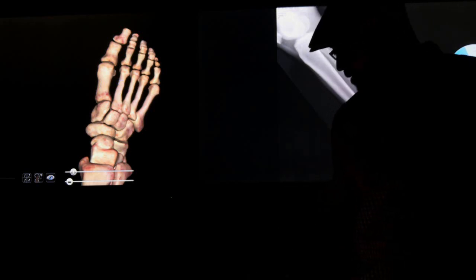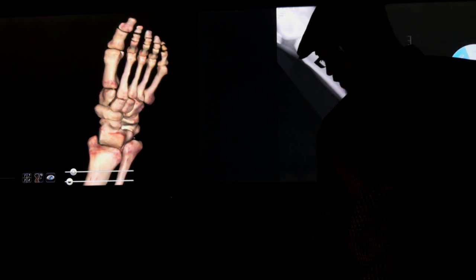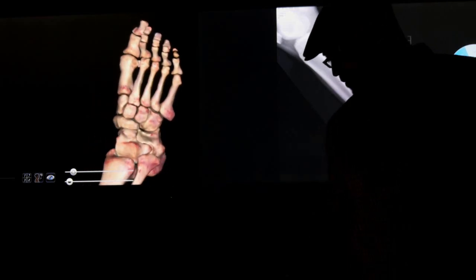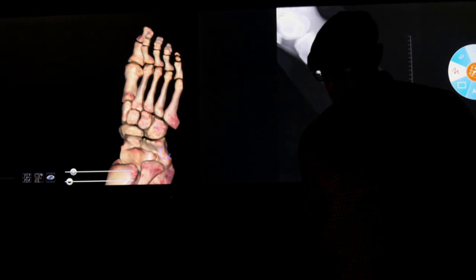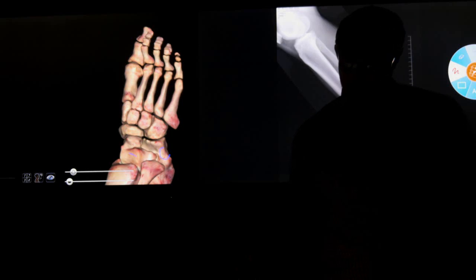Okay, and now let's talk about the tarsal bones. There are 8 of them. Let's get a good projection here where we can see them. We have our calcaneus, which is our heel, right? That's our heel. We have our talus, which articulates with our tibia and our fibula here.